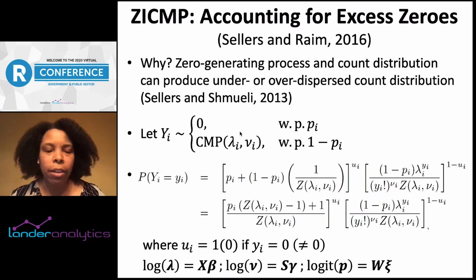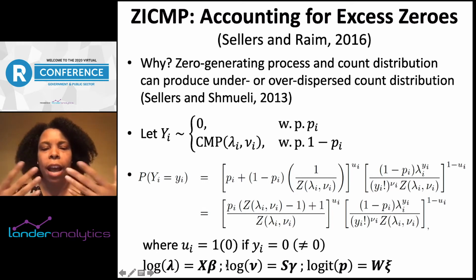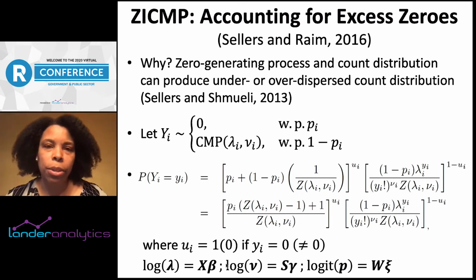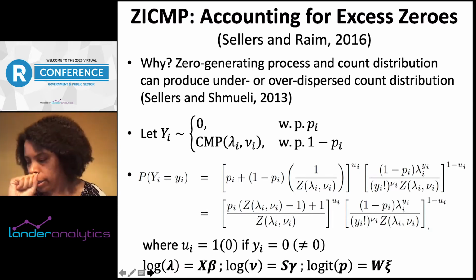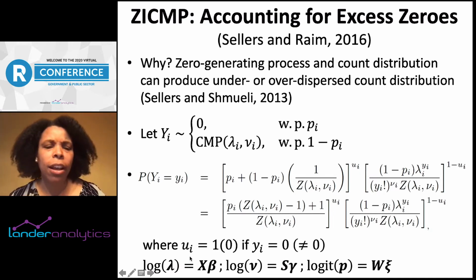And so we can write out the formulation for this zero inflated CMP model now, where now that we're going to broaden the scope to consider a regression analysis for it, we are again allowing a log linear relationship for lambda and nu respectively, and meanwhile, a logistic model for P.